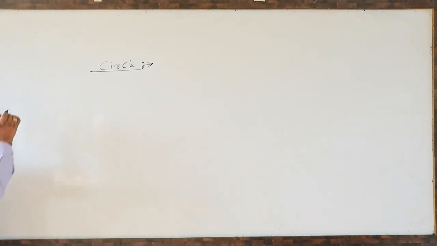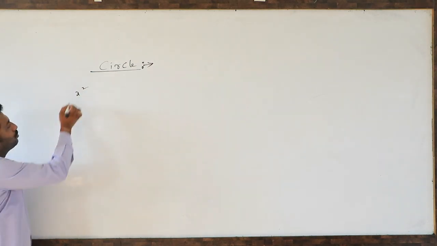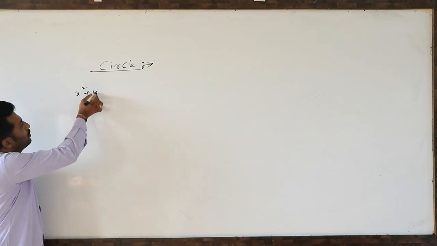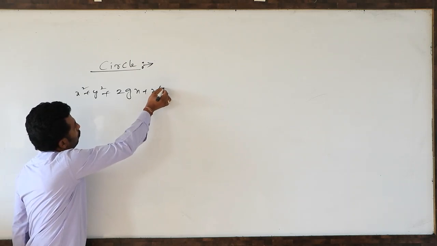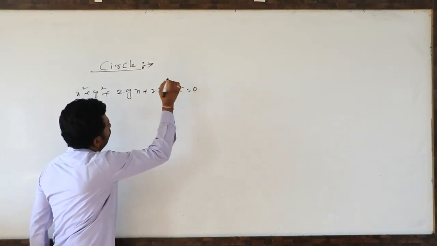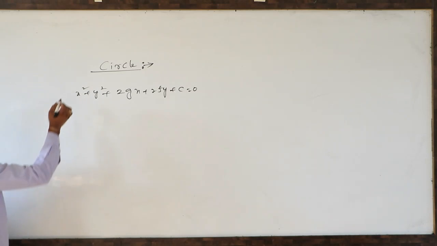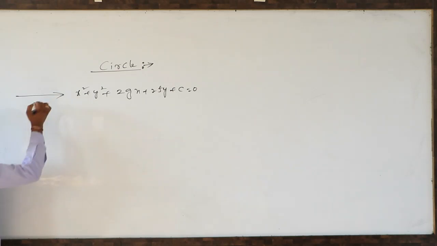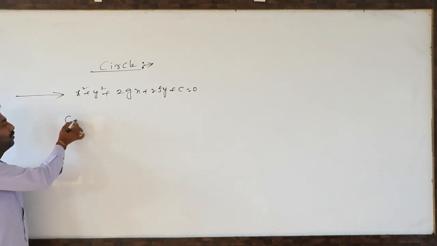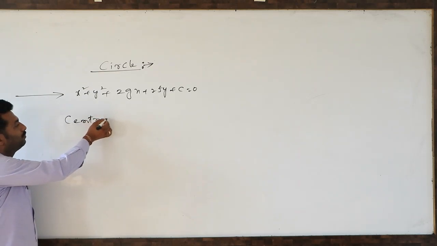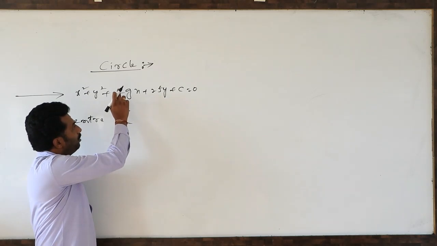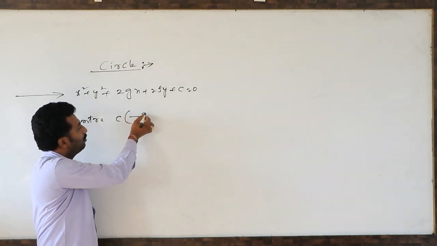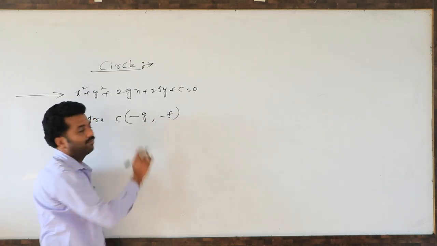So, what is the general equation of a circle? Last class we discussed, that is x square plus y square plus 2gx plus 2fy plus c equal to 0. If it is representing a general equation of a circle, what is the center? Coefficient of x divided by minus 2, nothing but minus g, minus f.